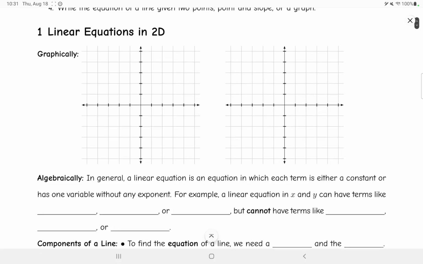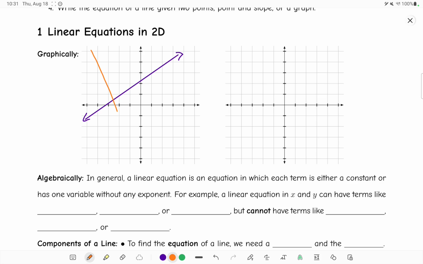So what is a linear equation? Well, you can think about them graphically, in which case they are just lines. So something that might look like this, or something that might look like this, or you can even have horizontal lines, or vertical lines. So that's what graphically it means to be a line.